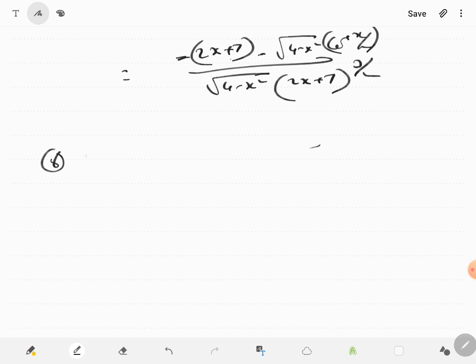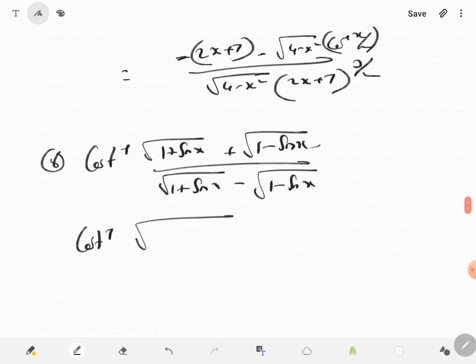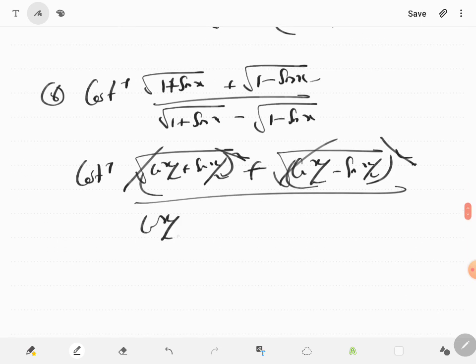The next sum is cot inverse of root of 1 plus sin x plus root of 1 minus sin x by root of 1 plus sin x minus root of 1 minus sin x. So when you do this, 1 plus sin x will become the formula cos x by 2 plus sin x by 2 the whole square by root, and square will get cancelled. And we solve the inverse trigonometry. And this 1 minus sin x is cos x by 2 minus sin x by 2 the whole square by root, and square get cancelled. By again like this, it will become cos x by 2 plus sin x by 2 minus cos x by 2 minus sin x by 2, which will become plus sin x by 2.